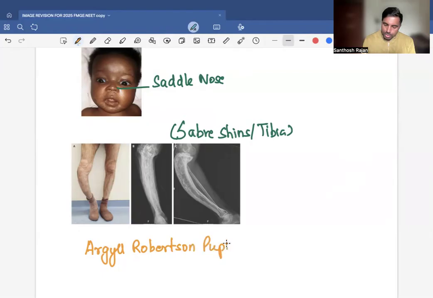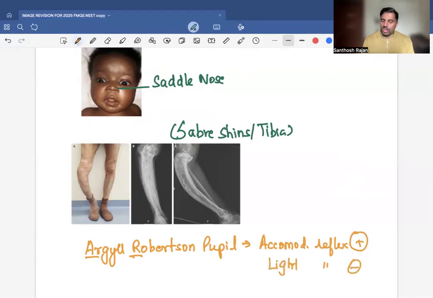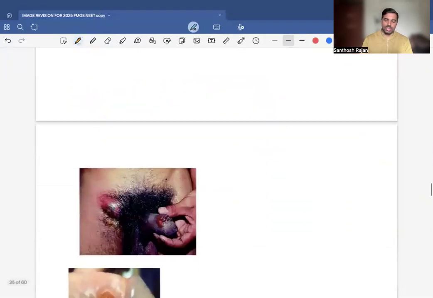Argyll-Robertson, the prostitute pupil. Here is how to remember simply: AR means accommodation reflex positive, and light reflex negative. Prostitutes don't have light, but they can accommodate the people. Something like that, to remember. So Hutchinson teeth and Argyll-Robertson pupil are characteristic for syphilis. That's it, this is my part.